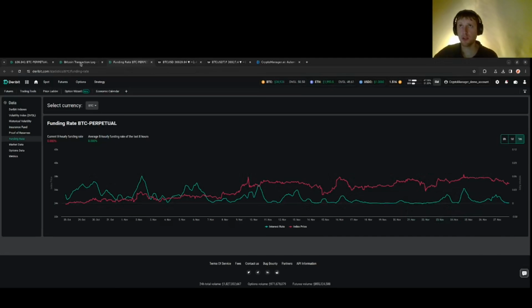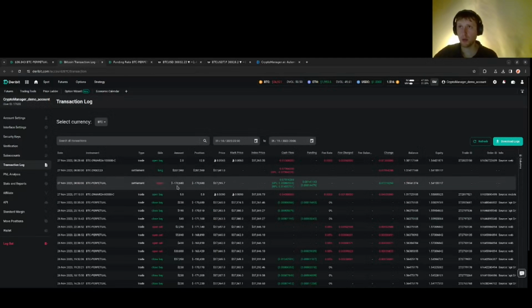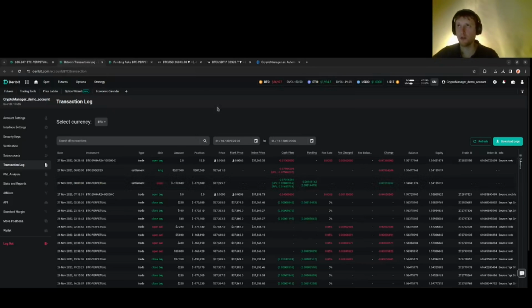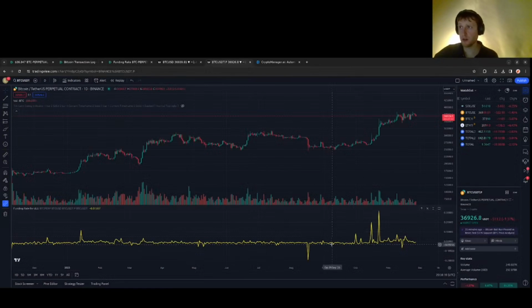We had a short position equal to $170,000, and we received funding because we were keeping the Deribit futures market at a balanced way. Because more people were longing, so the price was getting higher, so we get paid because we keep a short.